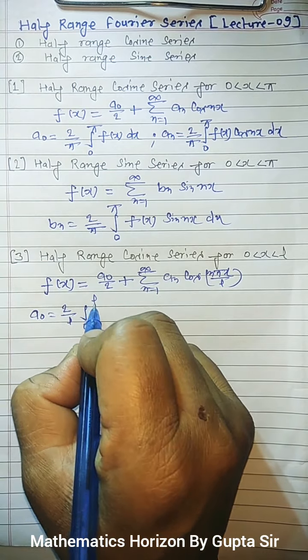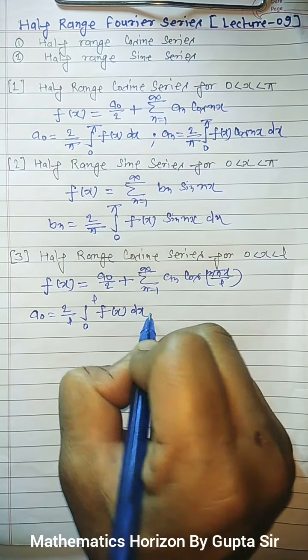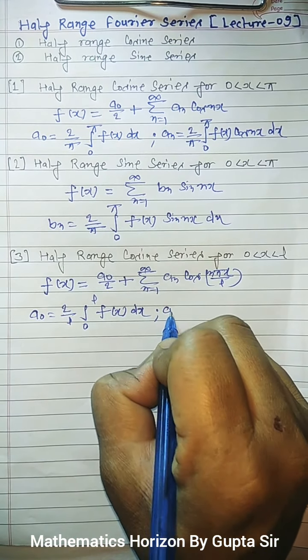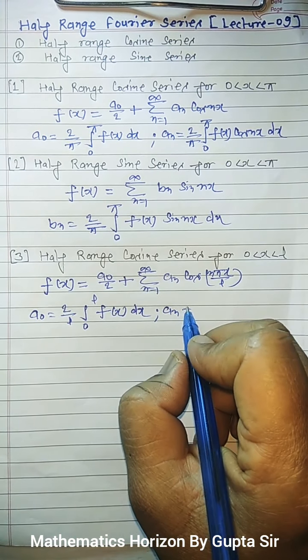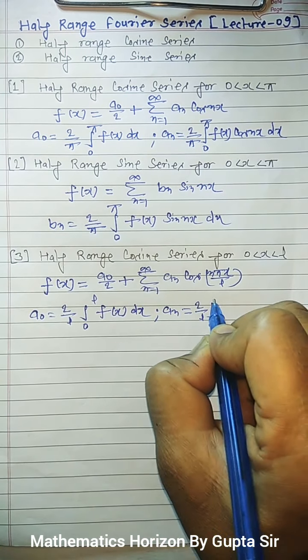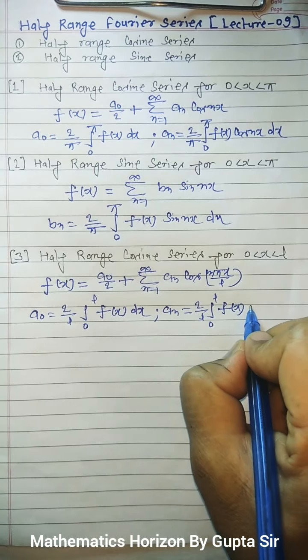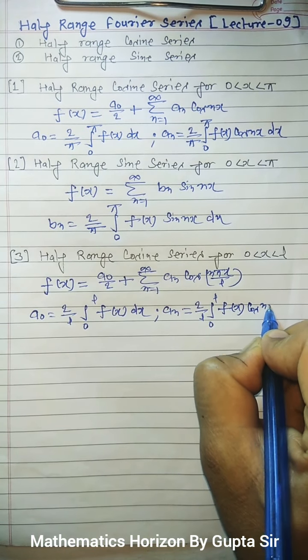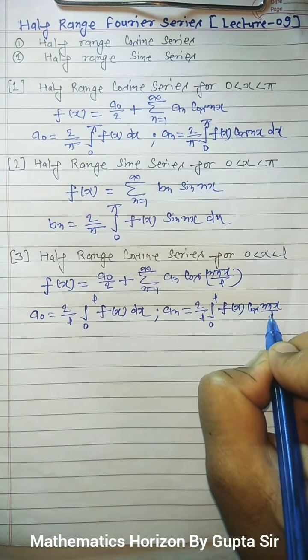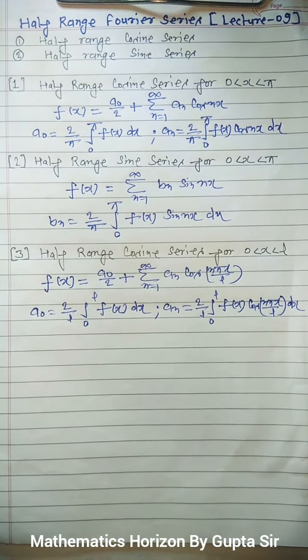integral 0 to L f(x) dx, and the formula of an is 2 upon L integral 0 to L f(x) cos n pi x upon L dx.